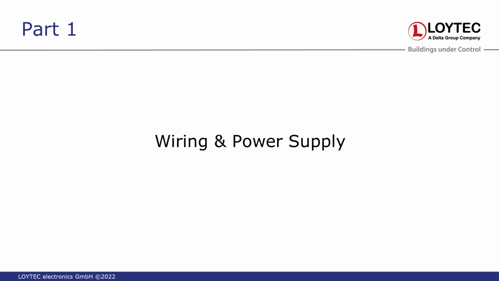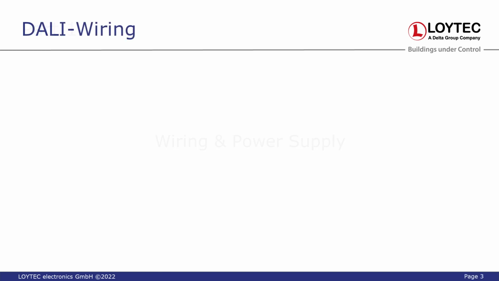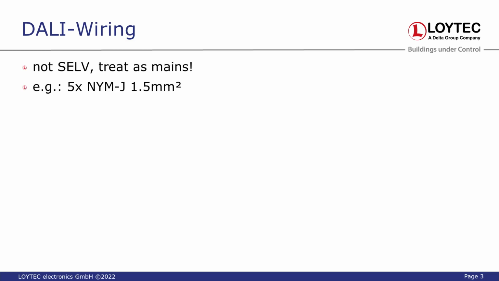Wiring and power supply. In this part, we'll take a look at the wiring of typical DALI installations. Please be aware that DALI is not SELV, safety extra low voltage, and must therefore be treated as mains. The two-wire DALI bus can be wired together with mains power. For this you could use a 5-wired installation cable.